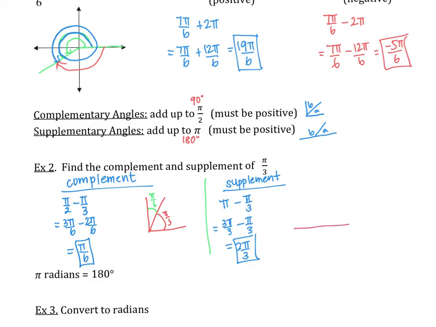Okay, visually, where is pi over 3? Pi over 3 is here. How much more do I need to finish my half circle? I need 2 pi over 3, 3 pi over 3, so I need 2 more pi over 3's in order to get to my half circle. That's another good way to find the missing supplement.